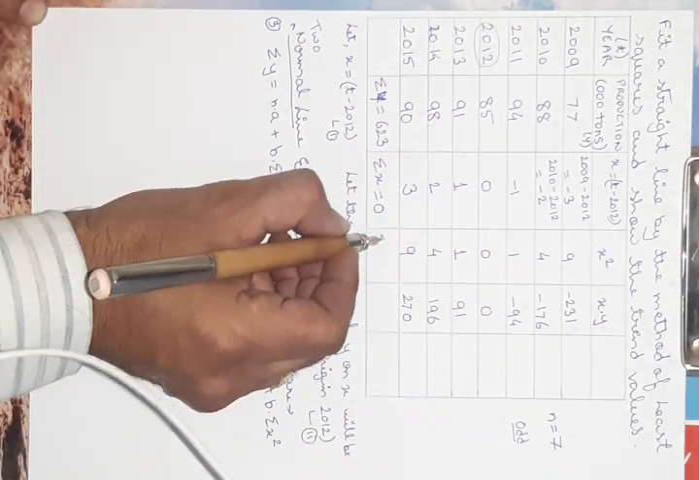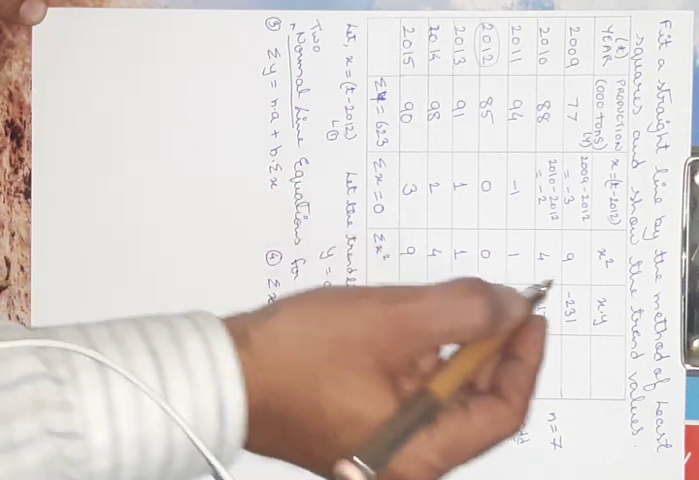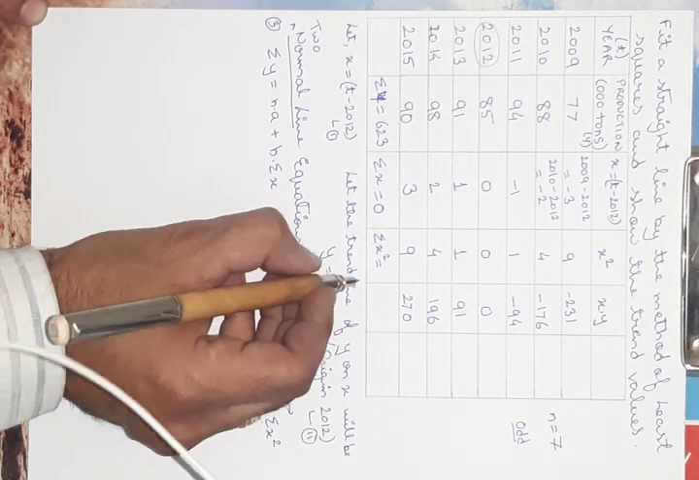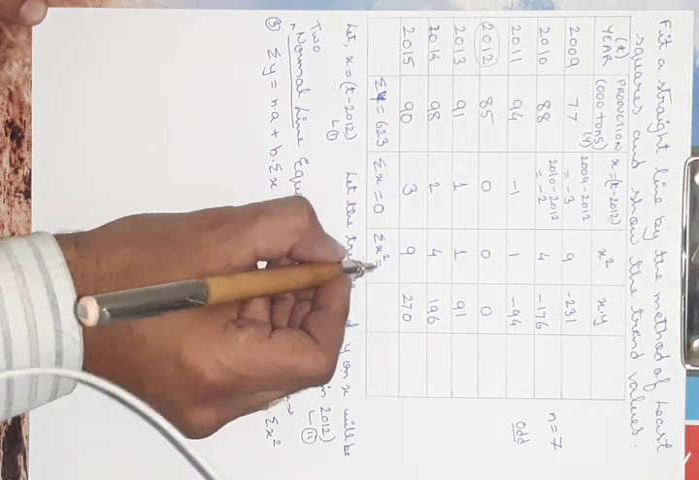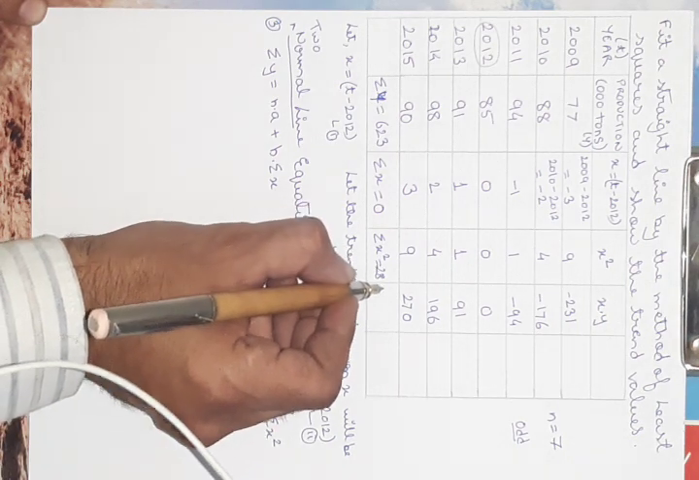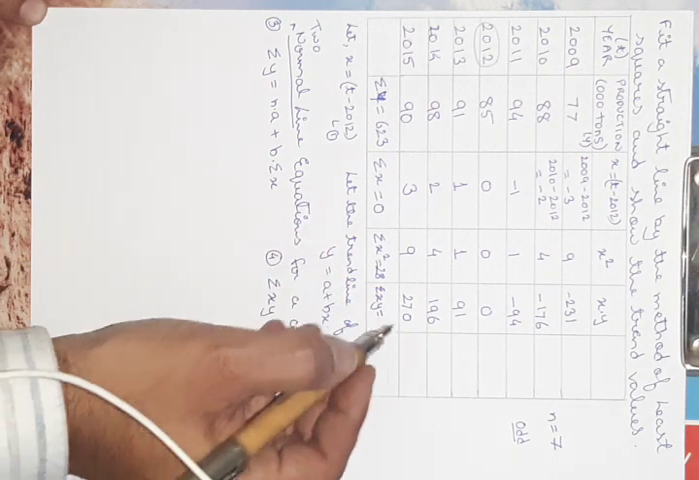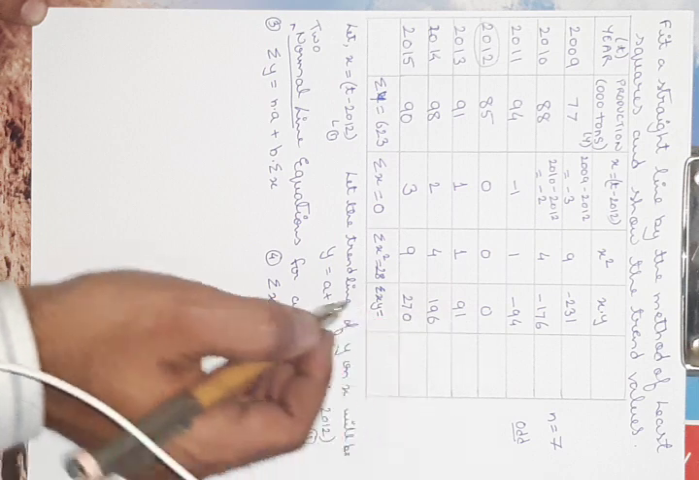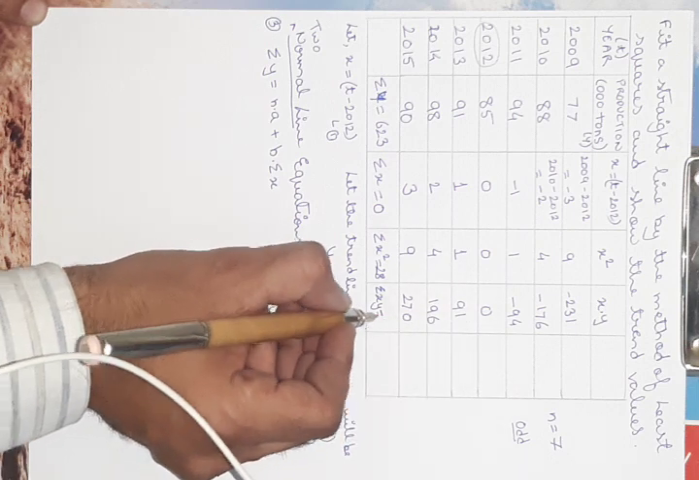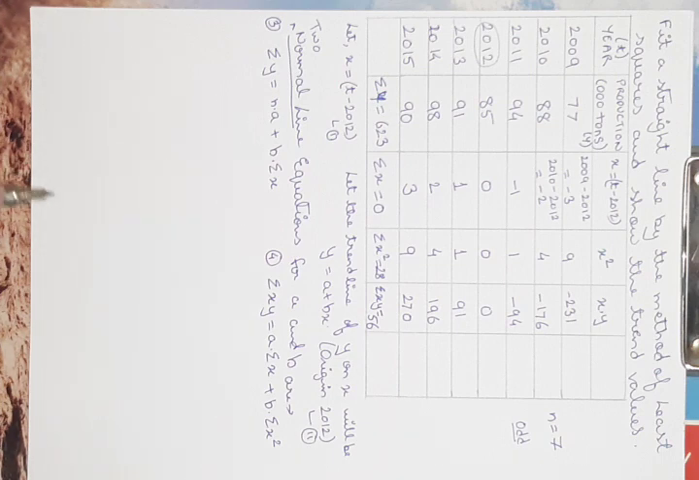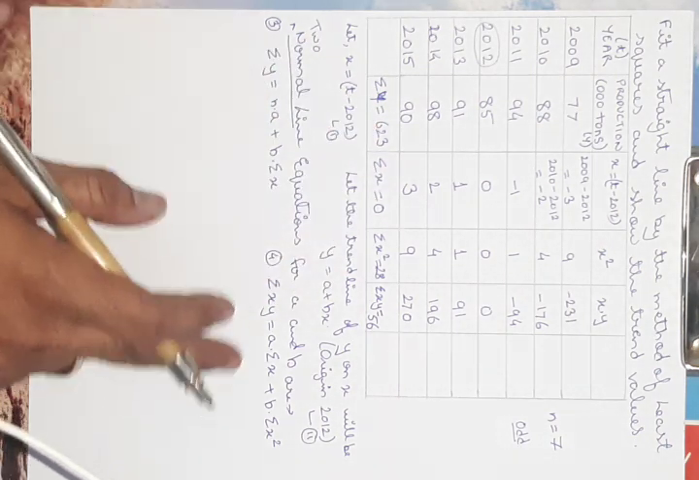Again, we need to calculate the value of summation of x square. That means the total of these quantities, 9 plus 1, 10. This will be 28. And finally, the value of summation of x into y, which is nothing but the total of these two, comes out to be 56.